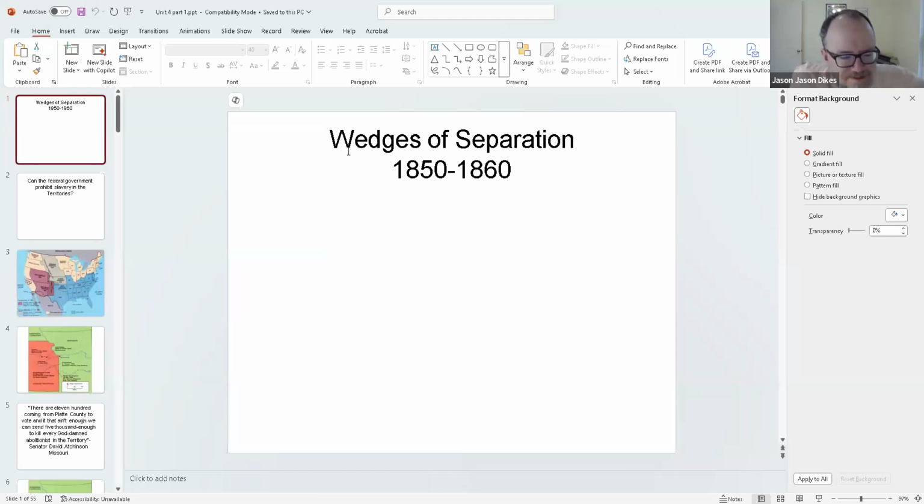screen. All right. Wedges of separation, 1850, 1860. There's about a dozen wedges of separation. These come from a book on the Civil War. We're only going to cover the political ones, which you can see there on your study guide.